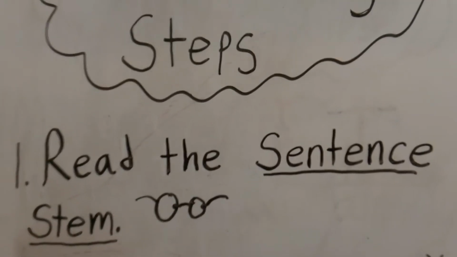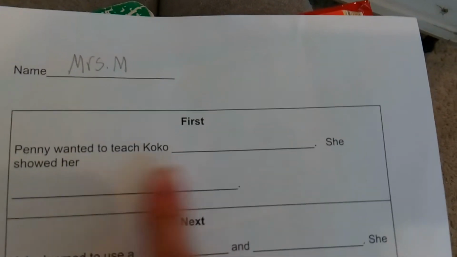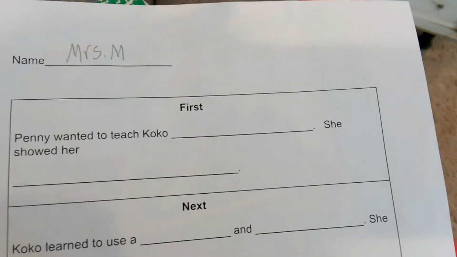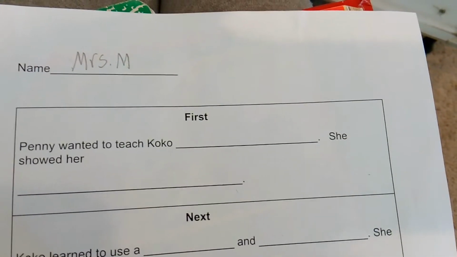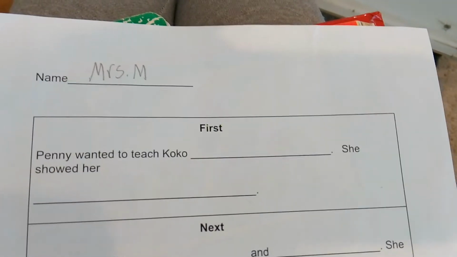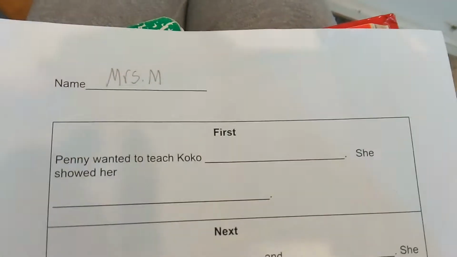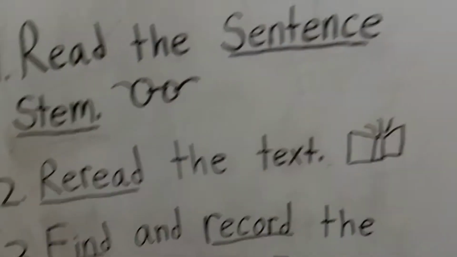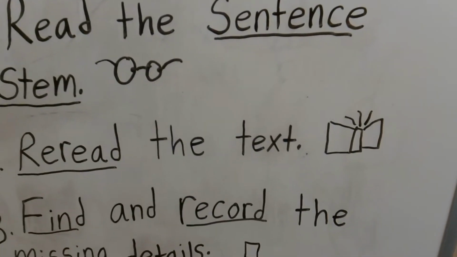Step 1 says I need to read the sentence stem. Let's read that together. Penny wanted to teach Koko blank. She showed her blank. I'm putting on my thinking cap. It looks like I'm looking for what Penny might want to teach Koko and that she showed her something. Now that I've got that clue, I'm ready for step number 2, where I need to reread the text.